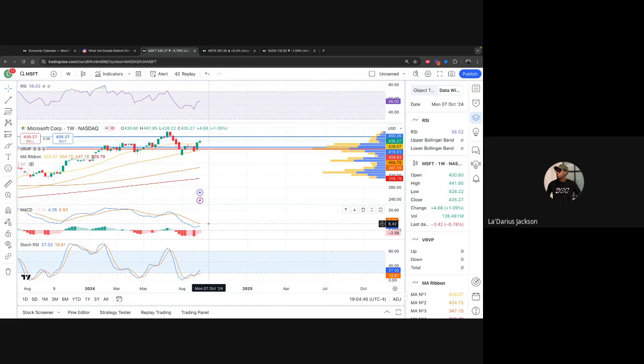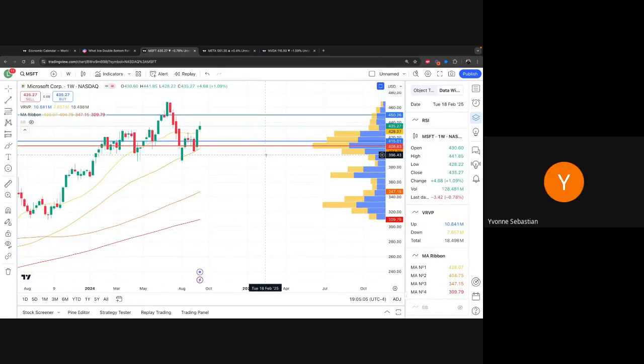Any other questions about Microsoft? So Ladarius, would you do a swing, or would you day trade this? Oh, no, I would swing this for sure. This is a comfortable swing. 30-day or 2 month?